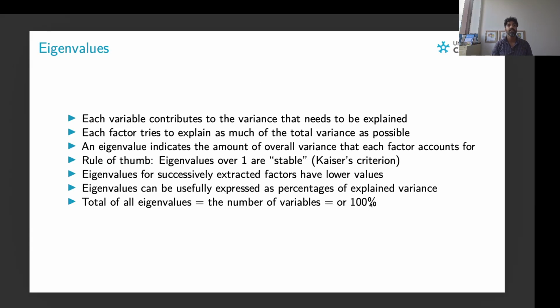Eigenvalue, I mentioned it very briefly. Let me explain what it means now. So each variable contributes to the variance that needs to be explained. So each factor tries to explain as much of the total variance as possible. You have 100% of the variance trying to be explained, and every factor tries to explain as much of that variance as possible. An eigenvalue indicates the amount of overall variance that each factor accounts for.